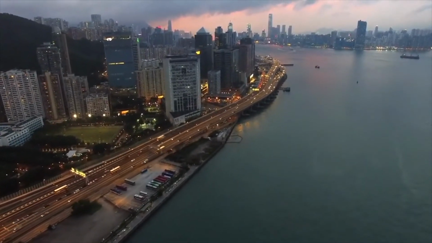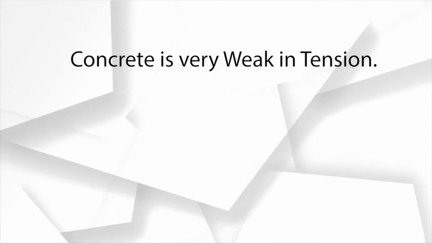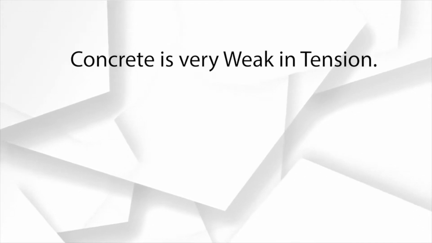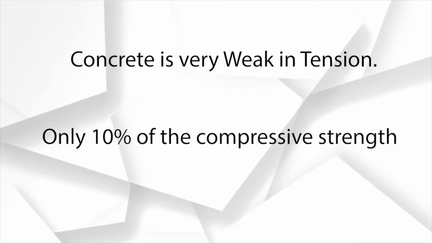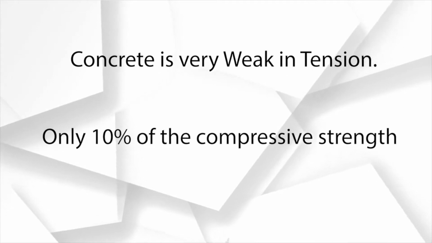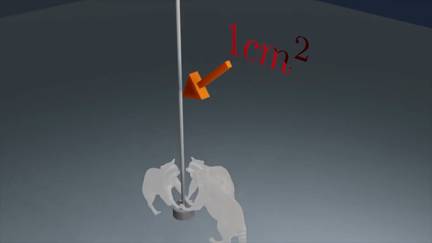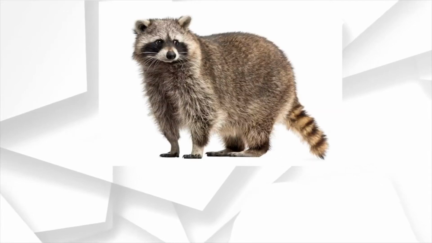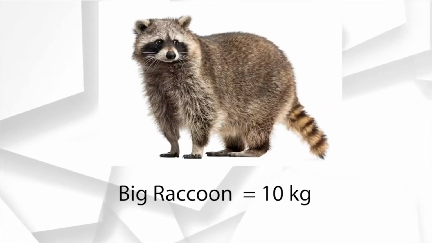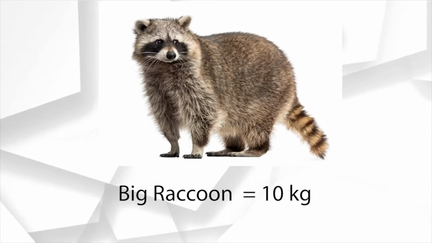On the other hand, concrete is extremely weak in tension. Usually the tensile strength of concrete is around 10% of its compressive strength. This means if you have a square bar of 1 centimeter by 1 centimeter, then you can barely handle the weight of 3 raccoons. You are asking how much a raccoon weighs. A big raccoon will weigh around 10 kilograms.